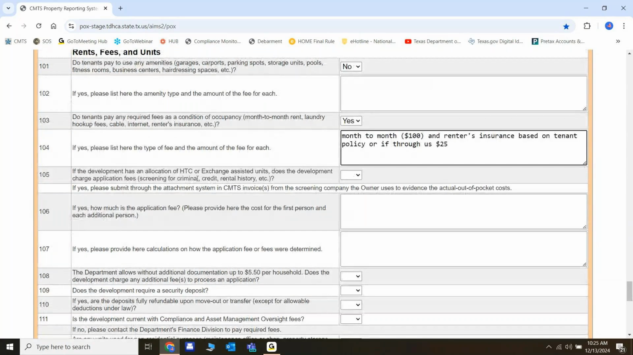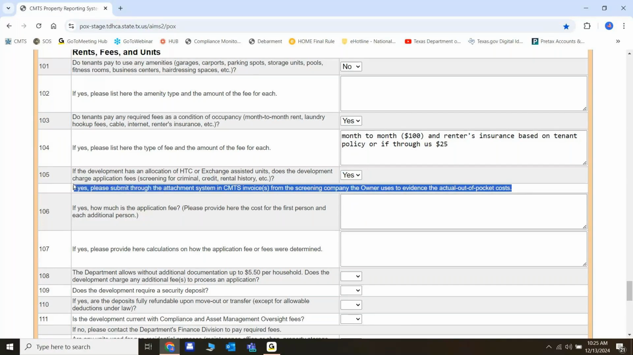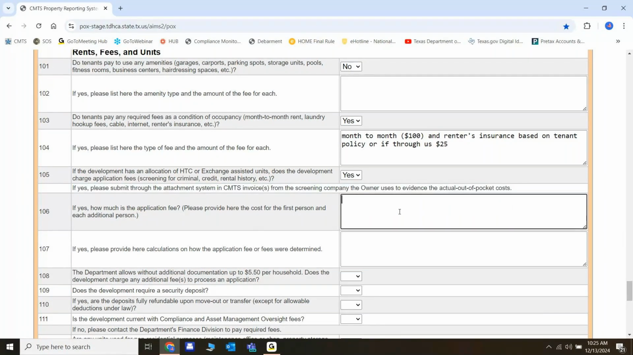If the development is allocated with housing tax credit or exchange, do they charge an application fee? So if you don't have that funding, this stays blank. If you do, you're going to say yes, and then you're going to attach in CMTS evidence of your invoices from your screening company and any other documents to evidence the out-of-pocket cost. And then tell us right here what your breakdown is. Like, how did you come up with that application fee? Because I'm going to look at your invoice and I'm going to do my own math, but I want to see what is your application fee and how did you come up with it?